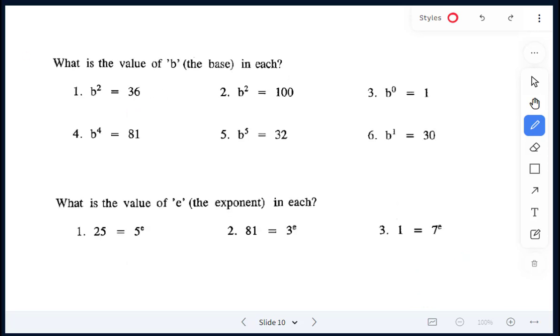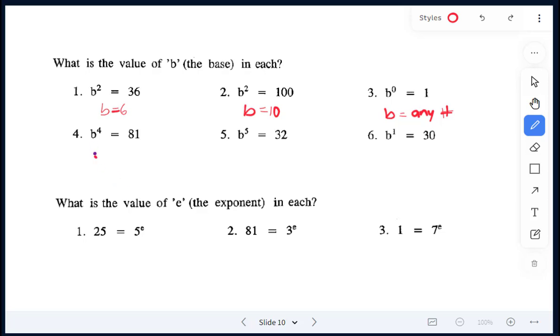In these questions, B represents the base. What would the base be? So here, B would be equal to 6, because 6 squared is 36. Here, the base would be equal to 10, because 10 times 10 will give me 100. With an exponent of 0, it equals 1. Our exponent is 0, so the base can be anything. So the base can equal any number. I'll just put any number. Something to the power of 4 to give me 81.